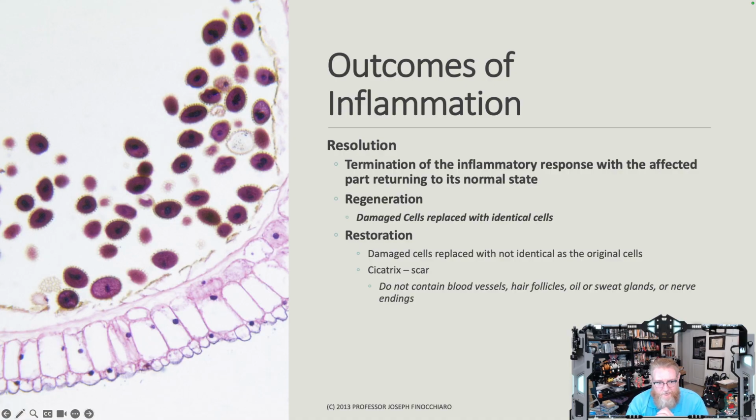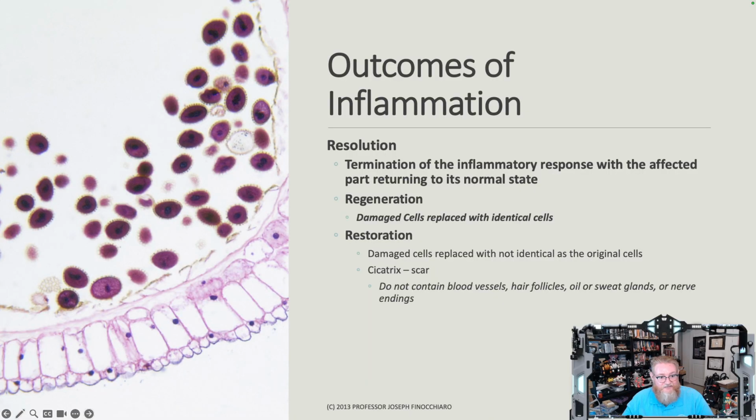So super, super important. What are the outcomes of inflammation? Well, that is resolution, the termination of the inflammatory response with the affected part returning to its normal state. So regeneration occurs when the damaged cell is replaced with identical cells. Restoration occurs when the damaged cell is replaced with cells not identical to the original cells. So this could be scar tissue, etc.